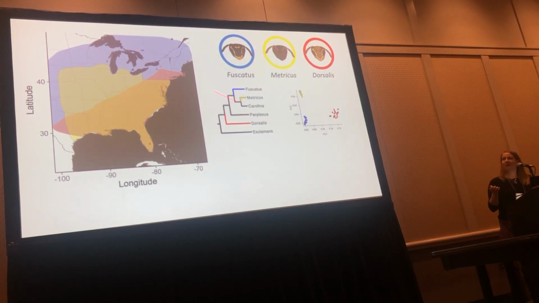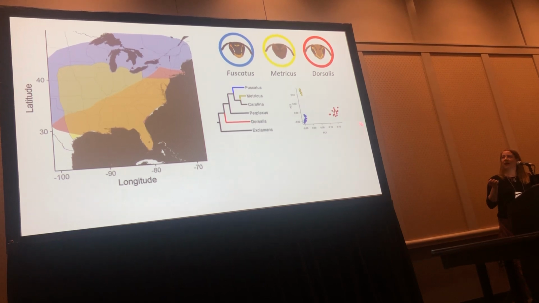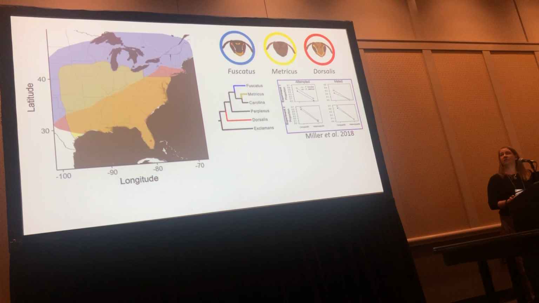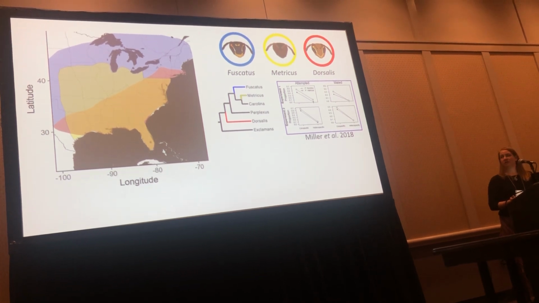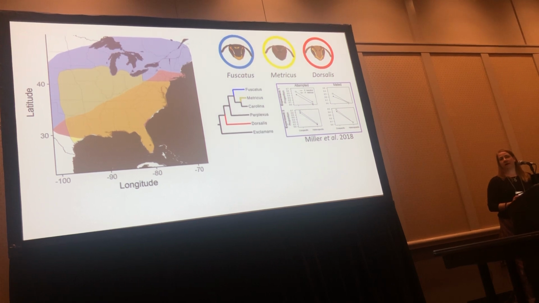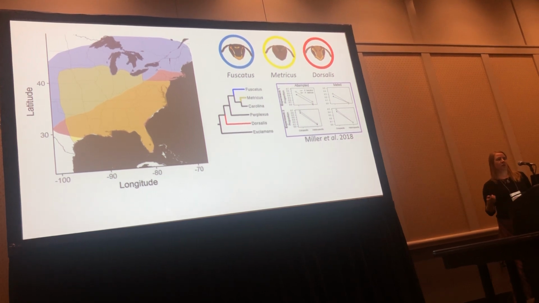Fuscatus and metricus are quite a bit more closely related to each other, where dorsalis is an outgroup, and they're also really genetically distinct. It was also previously shown in a mate choice experiment that the more closely related fuscatus and metricus are mostly but not entirely behaviorally isolated from each other. So I think that this makes a really interesting group in which to consider the role of the genomics of speciation.